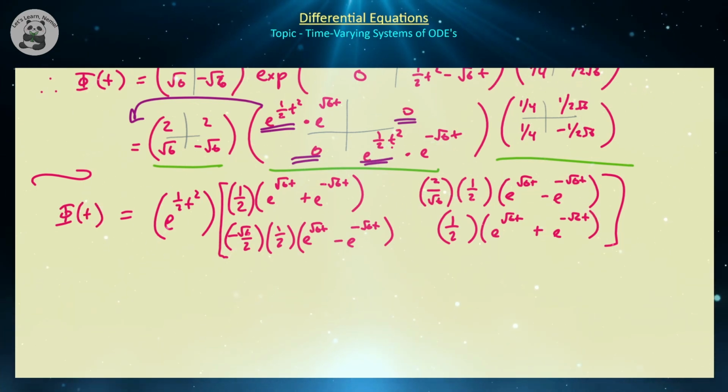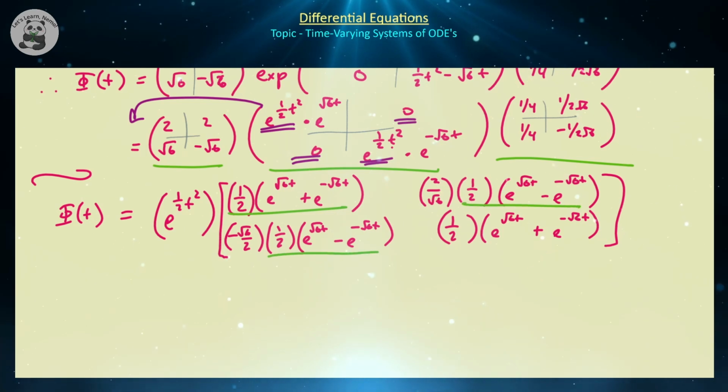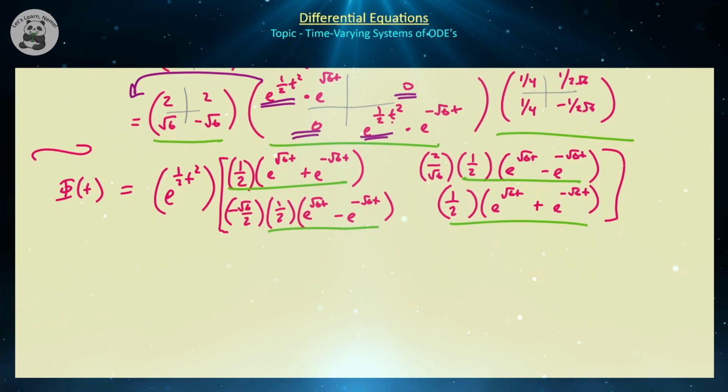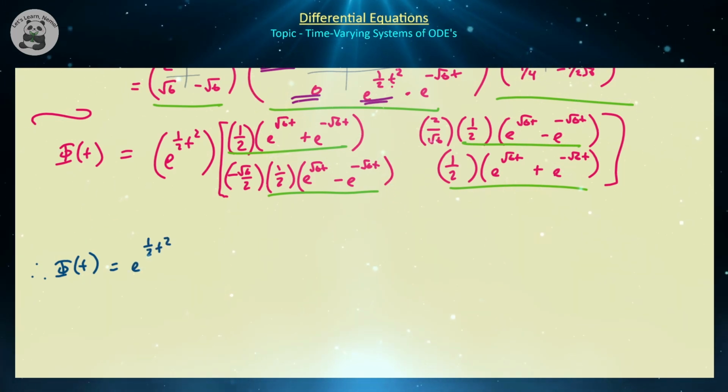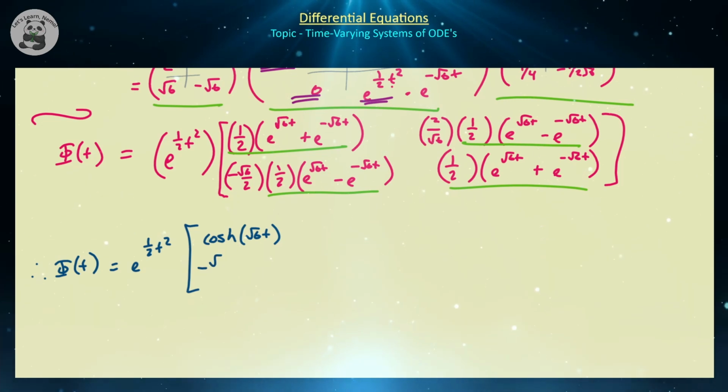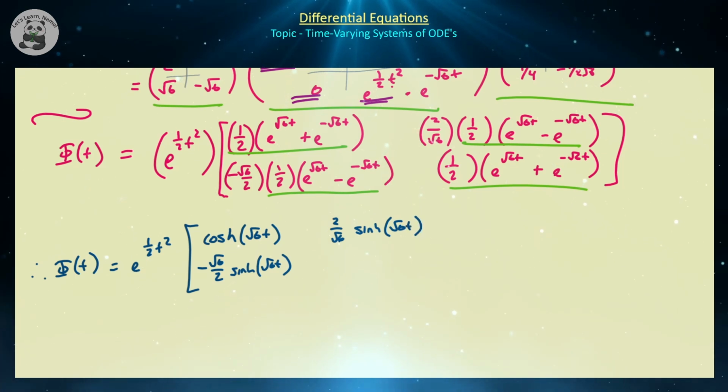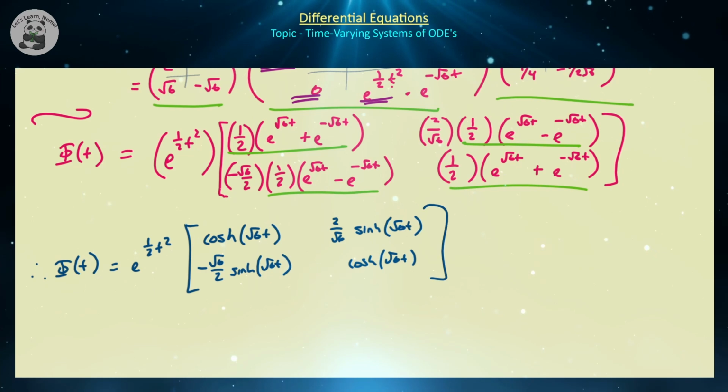Now, why I have written it in this form: those are just hyperbolic trigonometric functions, sinh and cosh. So what we have here is our solution. That means phi of t will be equal to e to the 1/2 t squared times the matrix with cosh of the square root of 6t, then minus the square root of 6 over 2 times the hyperbolic sine of the square root of 6t. And then we're going to have 2 over the square root of 6 times the hyperbolic sine of the square root of 6t, and lastly, hyperbolic cosine of the square root of 6t. And notice that that matrix is almost symmetric. And that is our fundamental matrix.